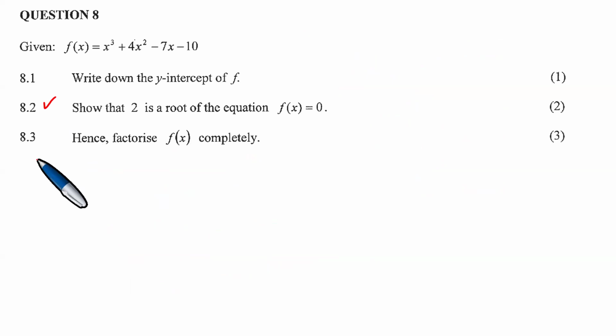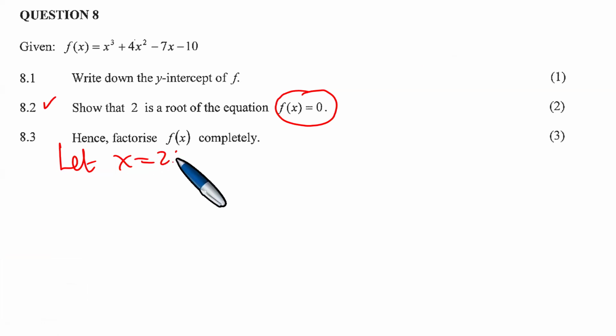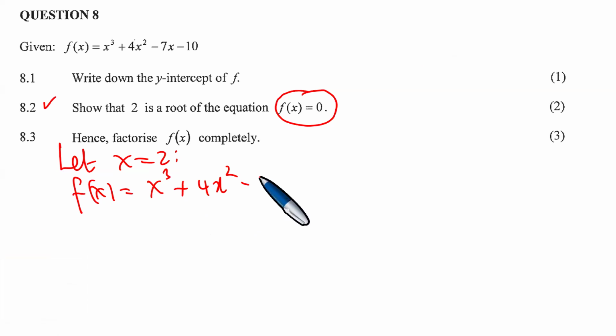In 8.2, we analyze with great caution the next question. Show that 2 is a root of the equation f of x equals 0. Now, you want to show that it's a root of the equation. To be a root, it must satisfy this equation. What is the equation? f of x equals 0. If you put in 2, you must get 0. In other words, we need to let x be 2.